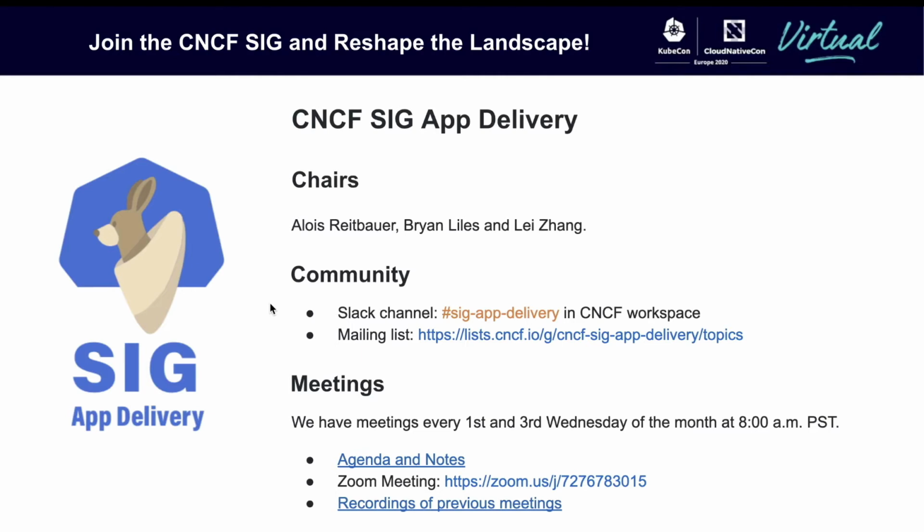You can raise your discussion in our mailing list. And of course, the best way to join us in a discussion around things of SIG app delivery and the application delivery ecosystem is our SIG meeting, which is held every first and third Wednesday of the month. So I think the best way for you to get started is to check the agenda and notes to see what is currently under discussion.